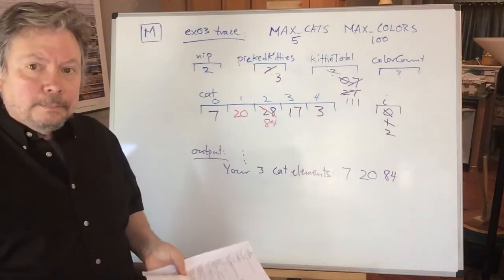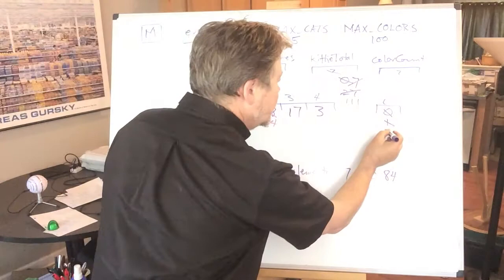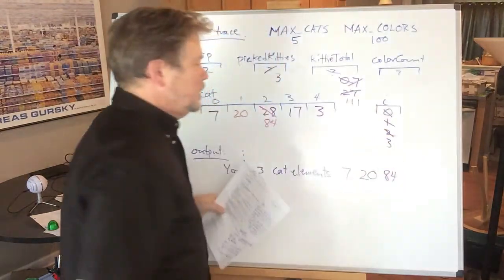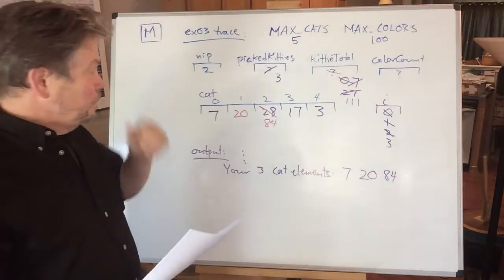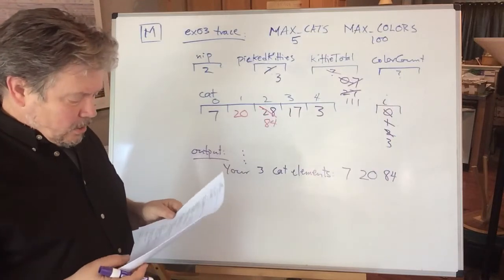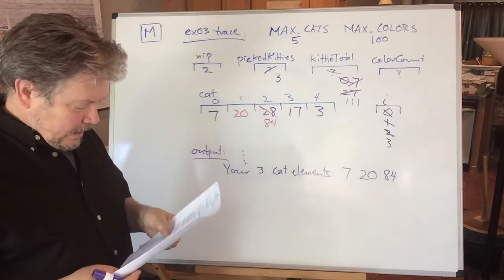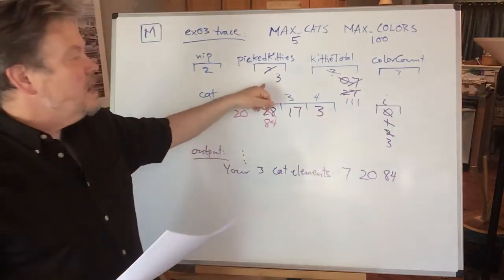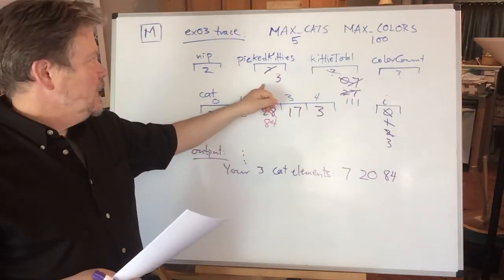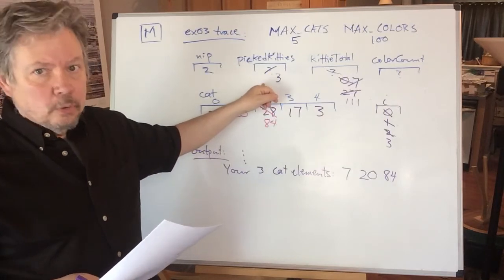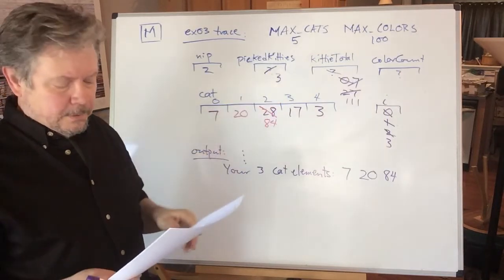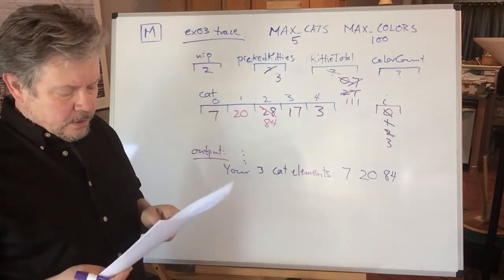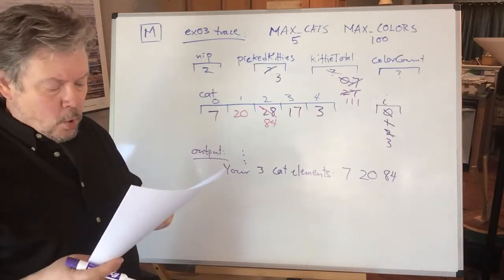Bottom of the loop. It plus plus I again. I'm going to elevate that to be a verb. Plus plus I. Now I is 3, and it goes back around again. It checks to see if I is less than picked kitties. I is 3. I is not less than picked kitties. It's greater than or equal to. That's the opposite of less than. So what's it going to do? It falls out of the for loop.